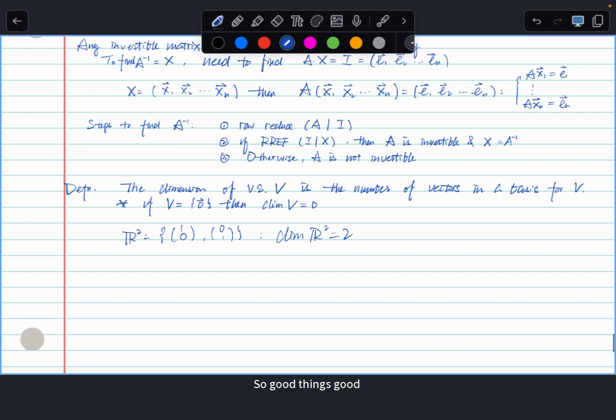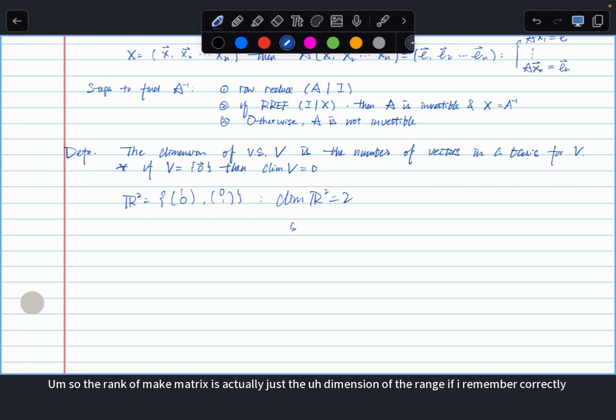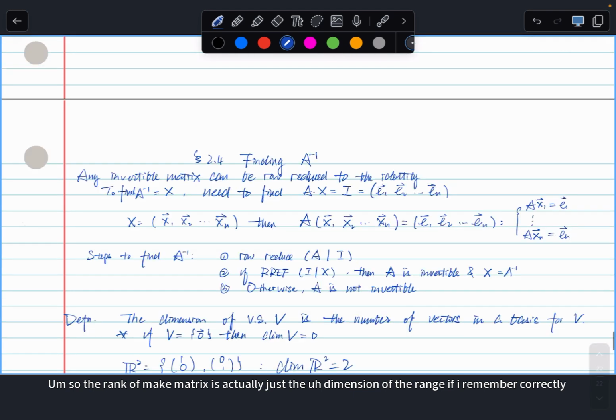Let's skip things. All right, then let's introduce rank. So the rank of a matrix is actually just the dimension of the range, if I remember correctly.